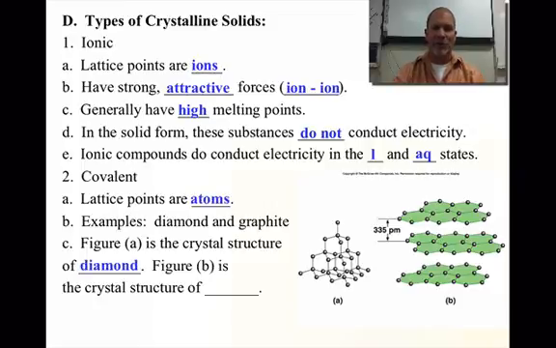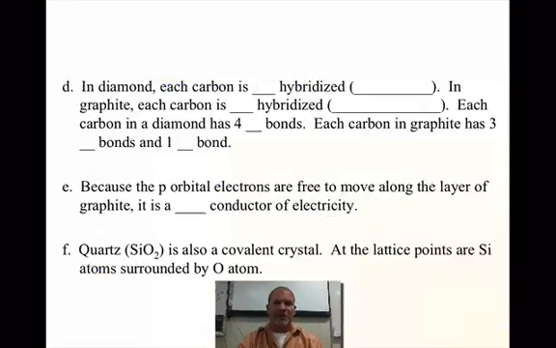Covalent, the lattice points are your atoms. Diamond and graphite are examples here. And we can see diamond and graphite next to this. In a diamond, each of the carbons is sp3. It's a tetrahedral shape, so each of the carbons will have four other carbons around it, so it's an sp3.